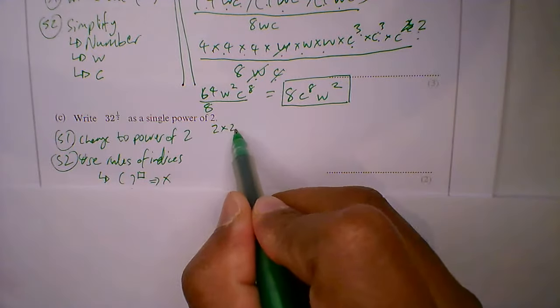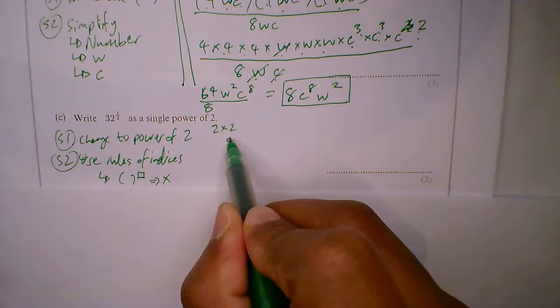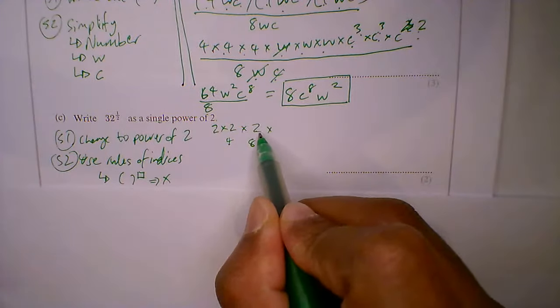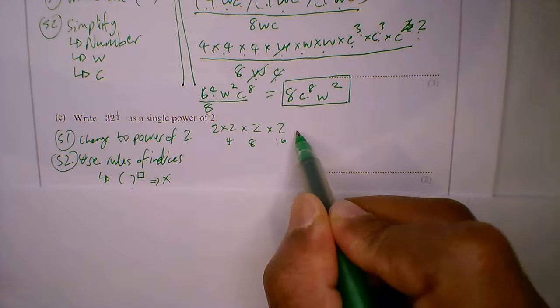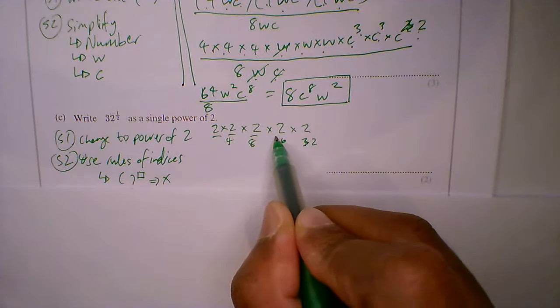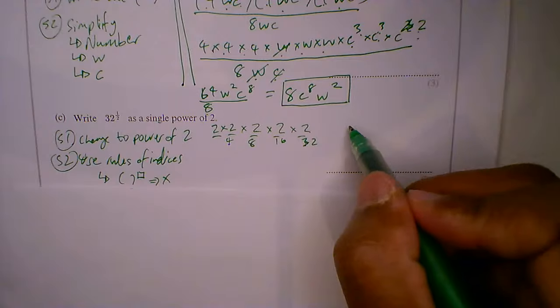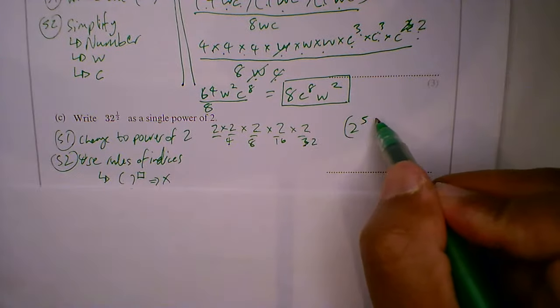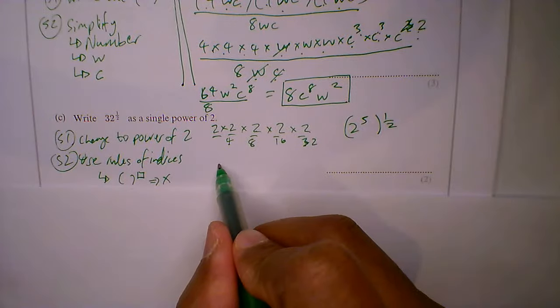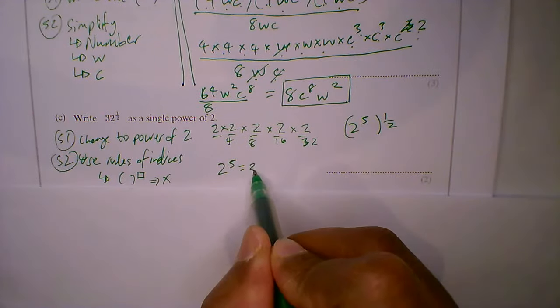So 2 times 2 is 4 times 2. 4 times 2 is 8. 8 times 2 is 16. 16 times 2 is 32. So that's 1, 2, 3, 4, 5. So 2 to the power 5 is 32 to the power half. Let me just write that out. 2 to the power 5 equals 32.